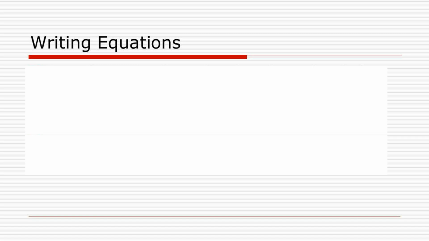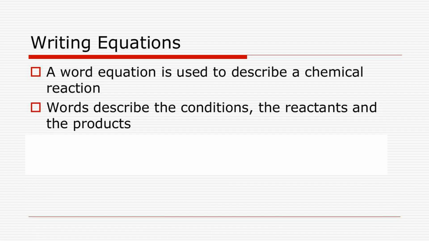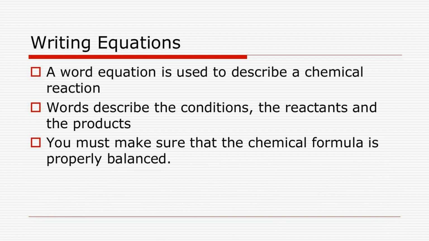All right, so now let's get to writing equations. All right, so there's different types of equations that we're going to use in this class. We're going to use a word equation, and that's the one that you should already be familiar with. A word equation is used to describe a chemical reaction using only words. Words describe the conditions, the reactants, and the products. And in a word equation, you're not so much focused on balancing. You're just telling me what's happening and what's present in the reaction. When we go to the symbolic, then we're going to start balancing.